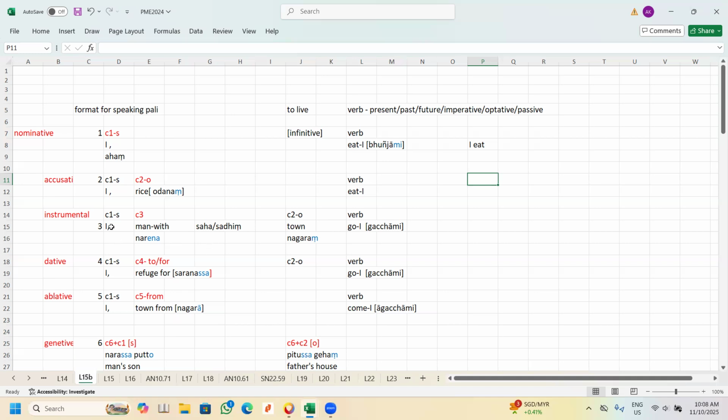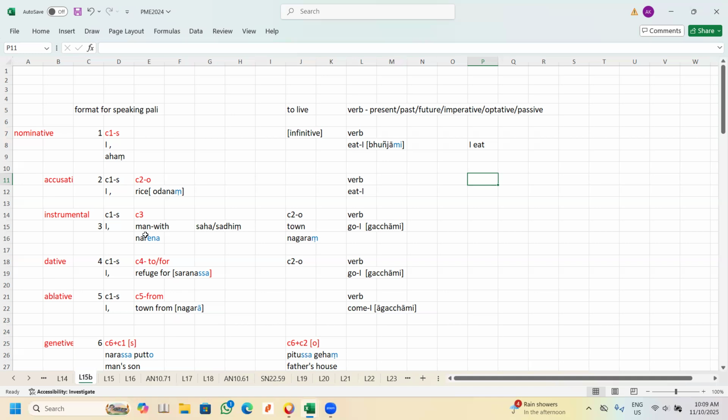So in this case, you see narena. That means nara has to be in front, and the ena has to be at the back. And then in this case, you see the order of arrangement: this will always be ahead of the object. Now it will be nagarang. Just now the rice was in front of the verb, and this is also in front of the verb. If you observe carefully, the word gachami is go plus the I. You see, I go to the town with men.